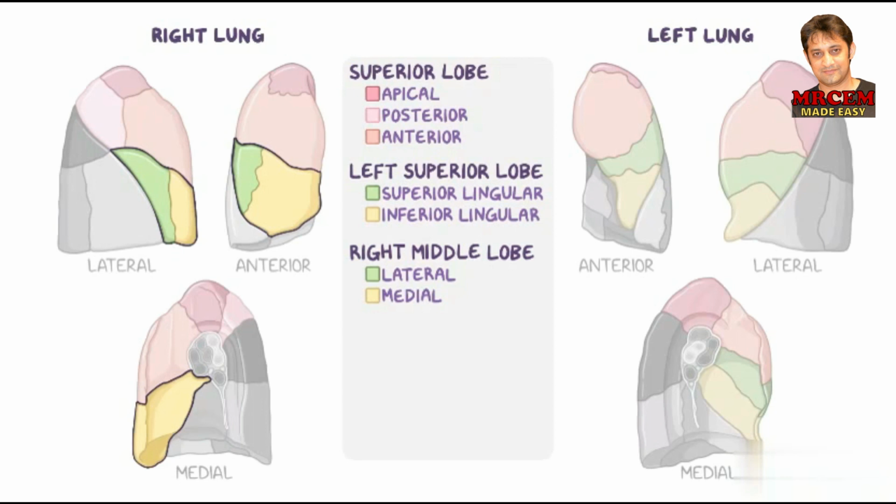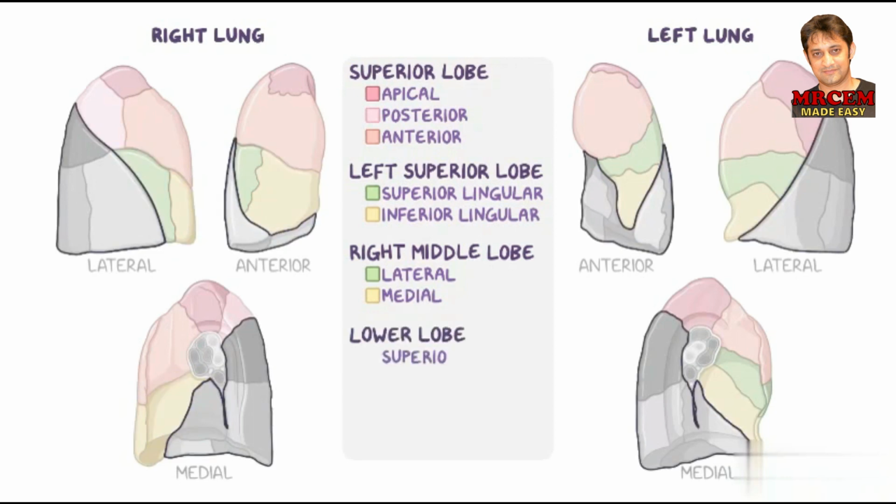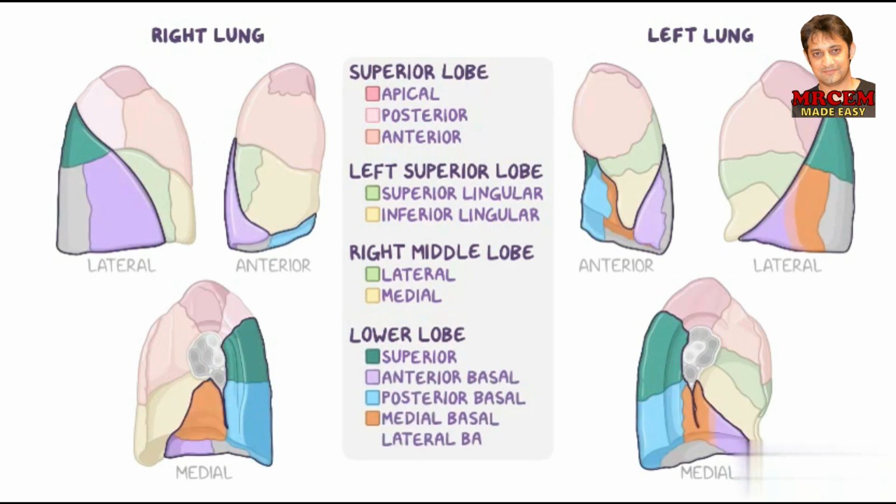Finally, both of the lung's lower lobes have a superior segment, along with an anterior, posterior, medial, and lateral basal segment, where in the left lung, the anterior and medial segments may be combined.